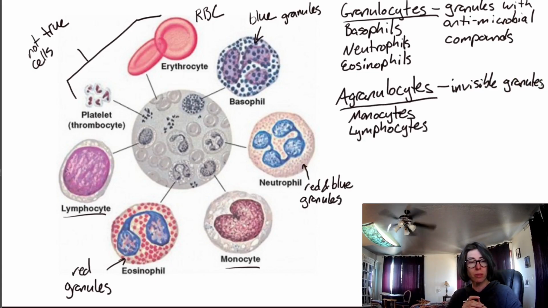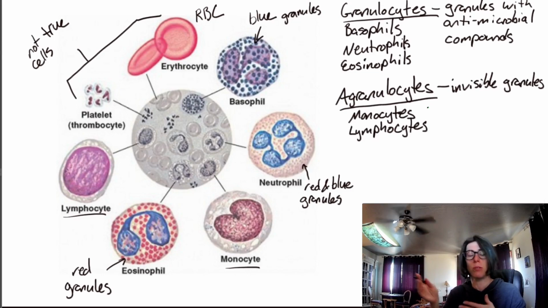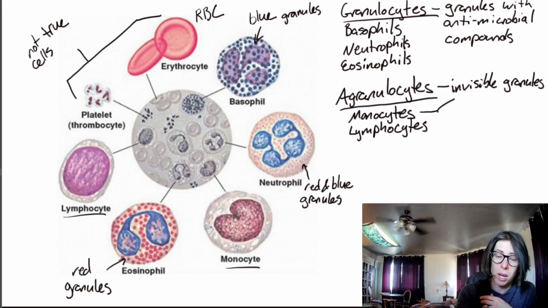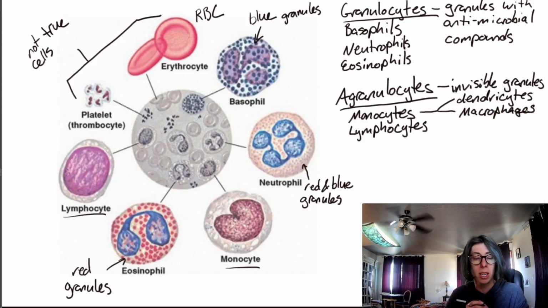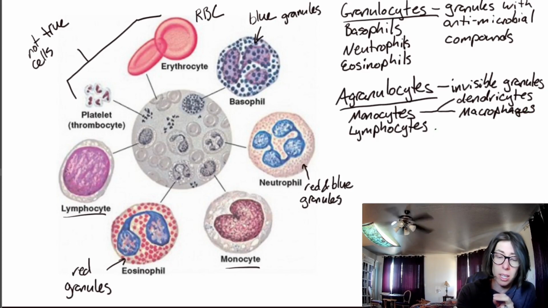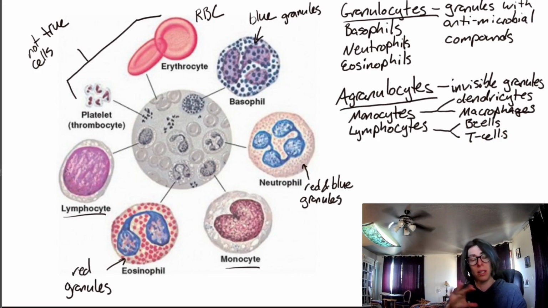All right. So monocytes, once activated, can become different cell types. They can become dendrocytes and macrophages. There are two different kinds of lymphocytes, and those are B cells and T cells, which you may have heard of before. The next few slides we'll talk more about how to identify them and their function.